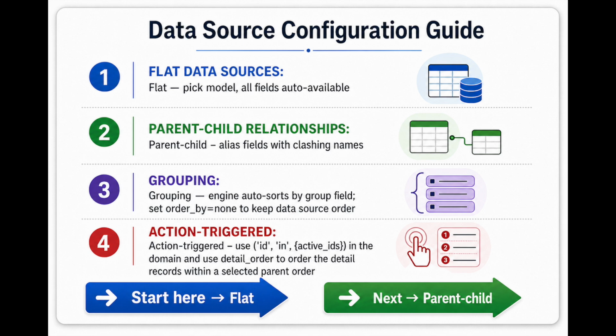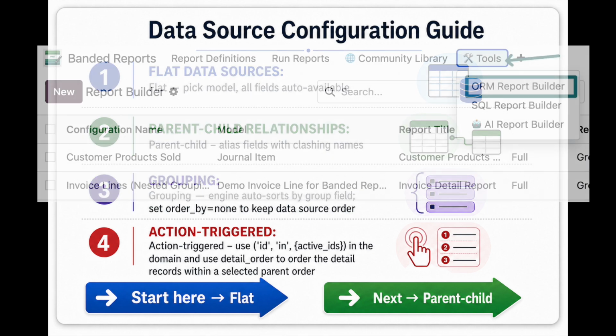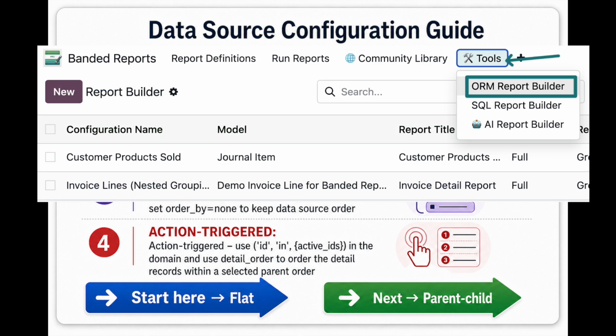The engine auto-sorts by your grouping field unless you set order by to none in the grouping section. Generally, set order by to none in the grouping section when the report is triggered from a server action so the user selection order is preserved. Start with a flat data source to learn the workflow. Our report builder works with flat data sources and is an excellent learning tool. We have another tutorial on using the report builder.